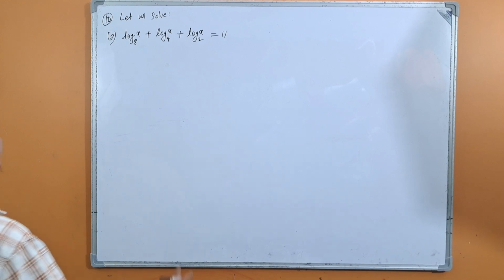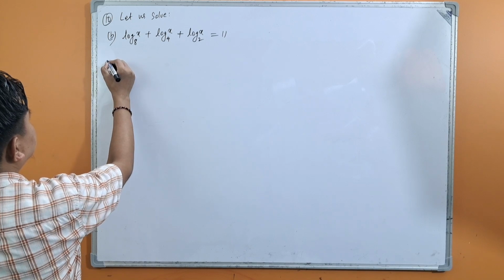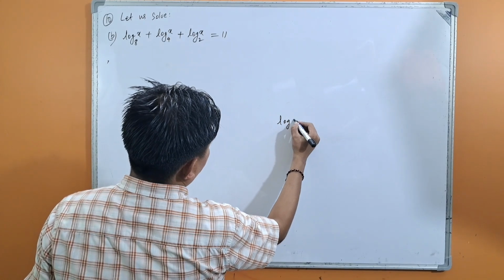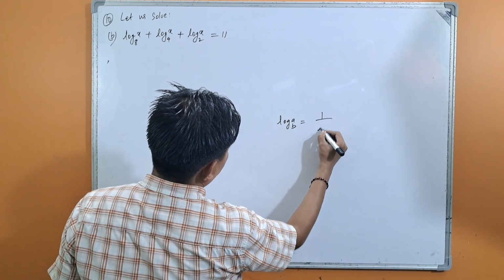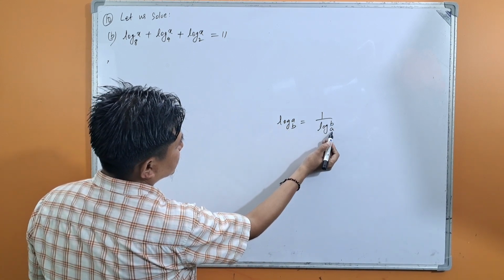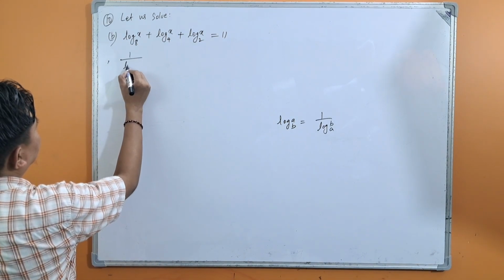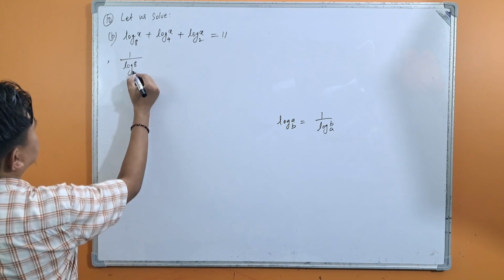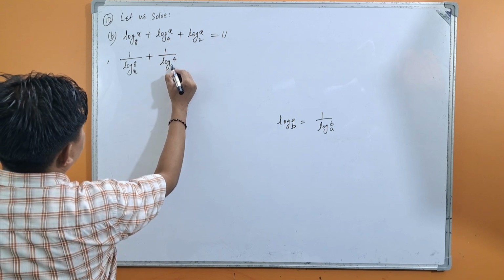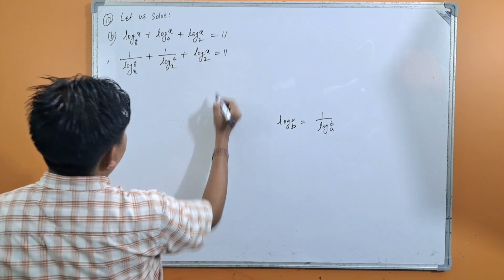Question number 10b. So this is the given equation. We are asked to find the value of x from this equation. So let us solve this. Log x to the base 8. If we have log a to the base b, we can write this as 1 upon log b to the base a. Log a to the base b becomes log b to the base a if we take this number to the denominator. Same thing we apply here. 1 upon log 8 to the base x plus here also 1 upon log 4 to the base x plus this we leave as it is, log x to the base 2 equal to 11.